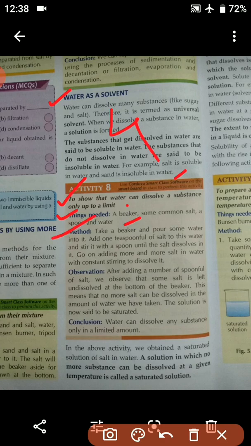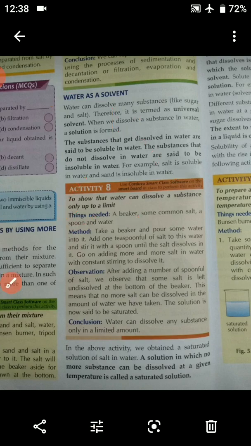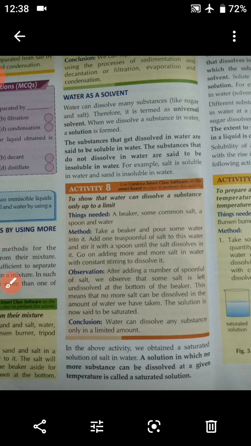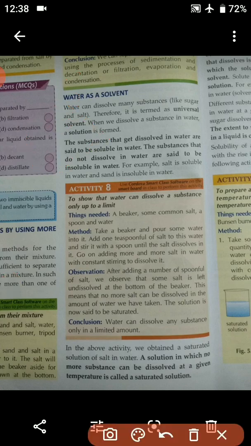So the method: take a beaker and pour some water into it. So at first you have to take a beaker and you have to pour some water into it. Then you have to add 1 teaspoon of salt to this water and stir it with a spoon until the salt dissolves in it. So then you have to take 1 teaspoonful of salt.